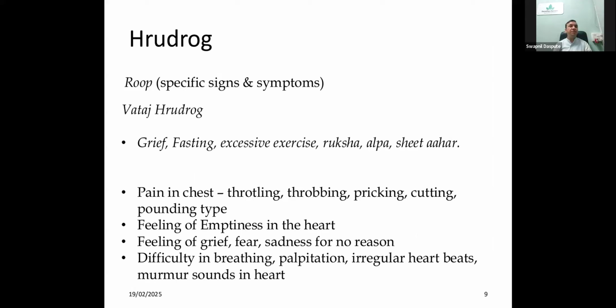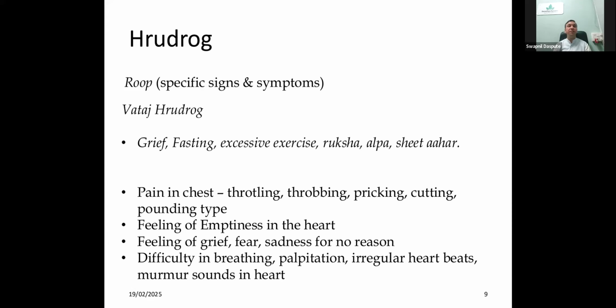So now the specific signs and symptoms in Vataja type of Rudrog. Some causative factors are also mentioned here: grief, fasting, excessive exercise, rukshahara, alpahara, shita ahara. Shita is both sparsha and guna: touch, cold food and cold potency food, both. So excess of grief, excess of fasting, excessive exercise, consumption of excess of rukshahar, and alpahar.